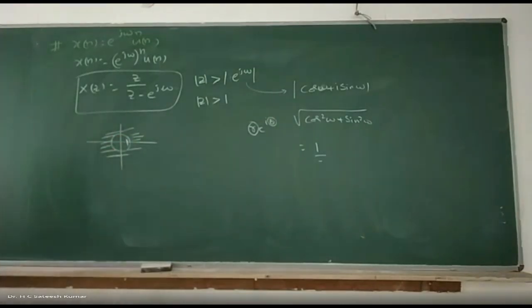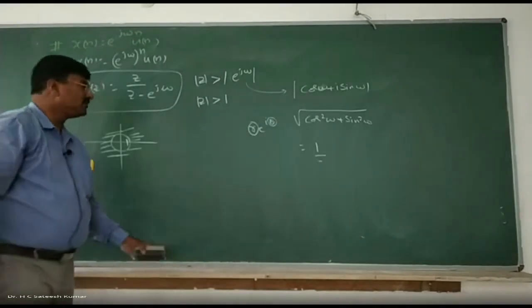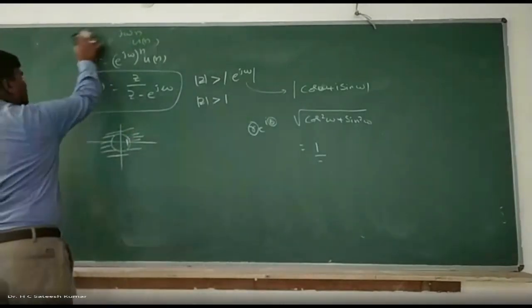Like this, we can do any more problems. I'll continue in the next class. Next class, I'll continue with cos omega n into u of n, sin omega n into u of n, and cos hyperbolic also I'll do. Okay, I'll stop at this level.